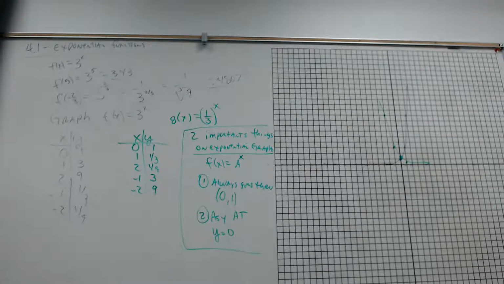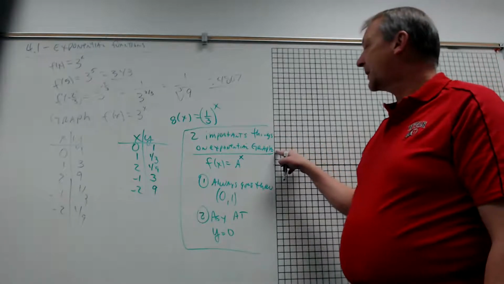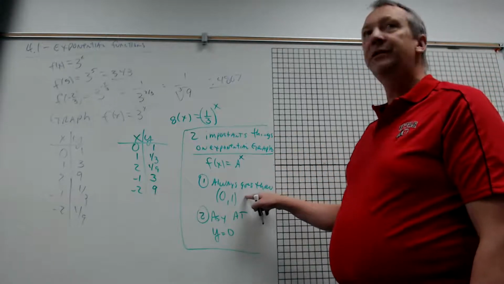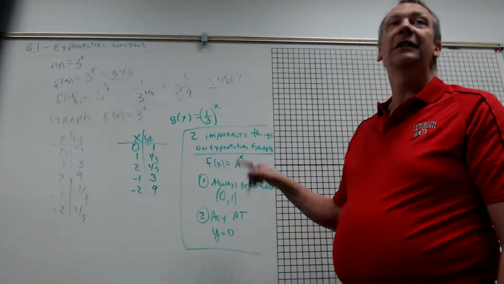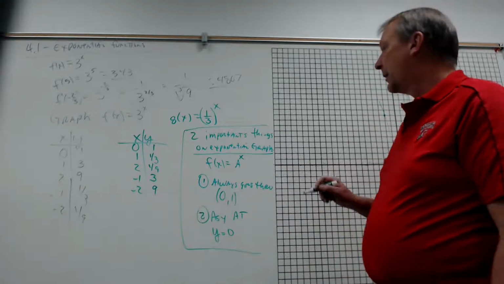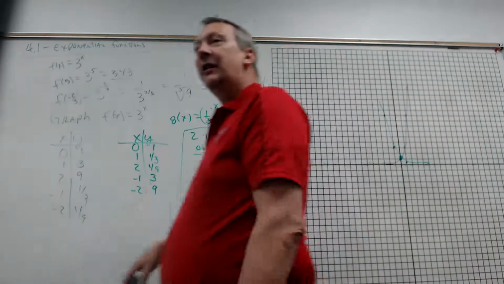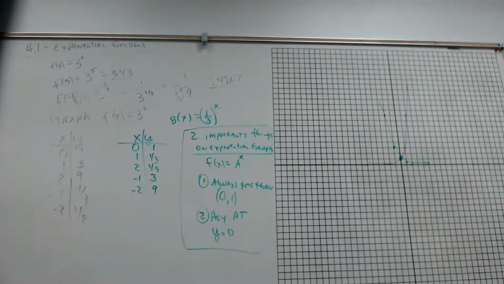All right, so these are your two important things about exponential graphs. It always goes through 0, 1, and you always have an asymptote at y equals 0. Now this is, of course, unshifted. But what we're going to do now is start introducing some shifts, and we're going to see what happens in this case, okay?